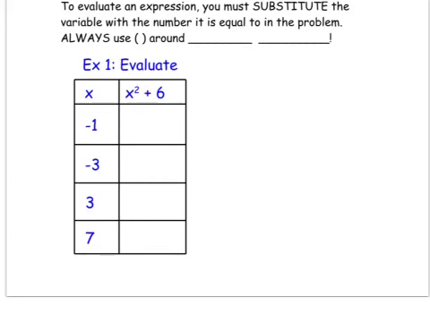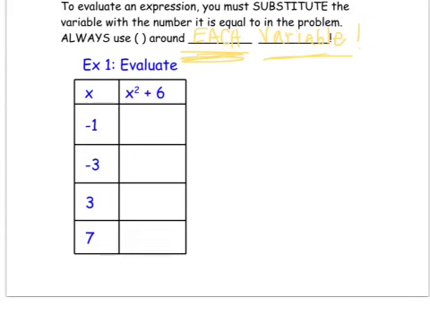Alrighty, we are going to do something that I love. Some of the stuff we've been doing, I know you guys haven't found it very interesting, but hopefully you'll enjoy this. So, if you can read along as I read, it says, to evaluate an expression, you must substitute the variable with the number it is equal to in the problem. Always use parentheses around each and every variable, and that'll come in handy in 1 second.